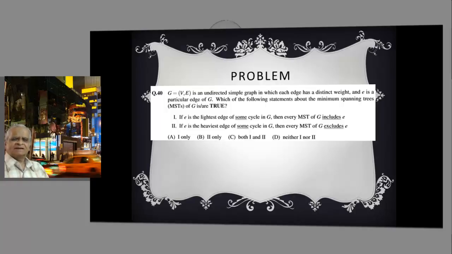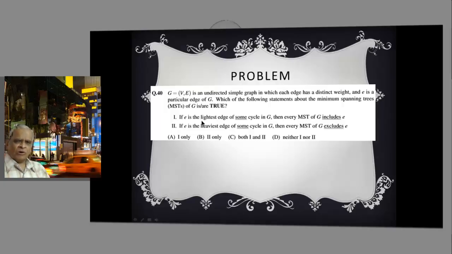Statement 1: let us say E is the lightest edge of some cycle of the graph. Then every minimum spanning tree includes E. Statement 2: E is the heaviest edge of some cycle. Then every minimum spanning tree excludes E.